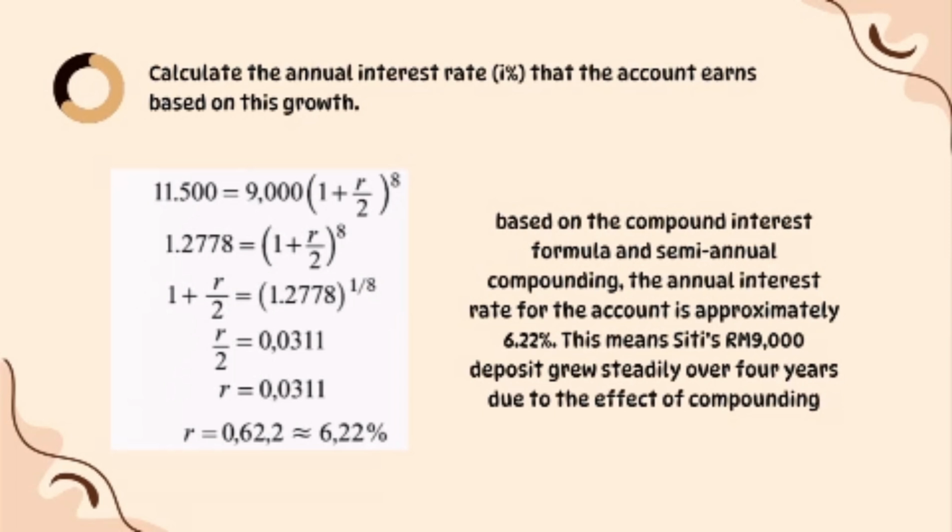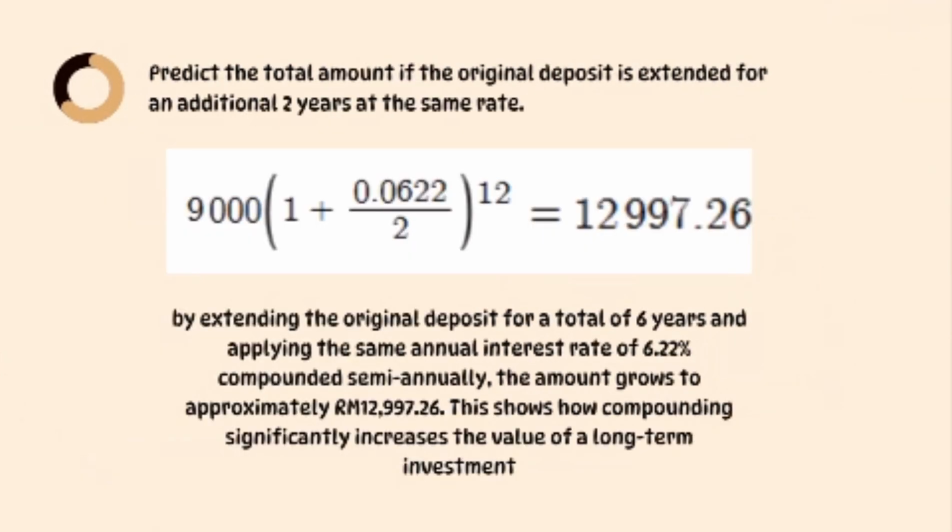And then we times by 2, it will be 0.622, and we times by 100, and it will be 6.22%. Second, predict the total amount if the original deposit is extended for an additional 2 years at the same rate.